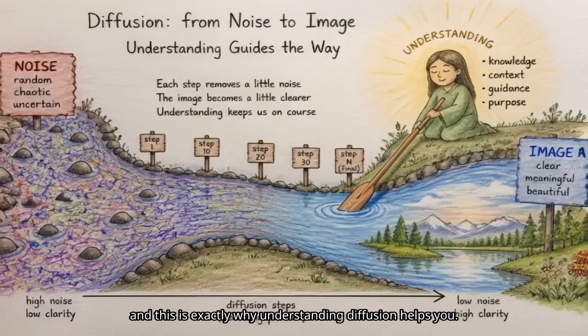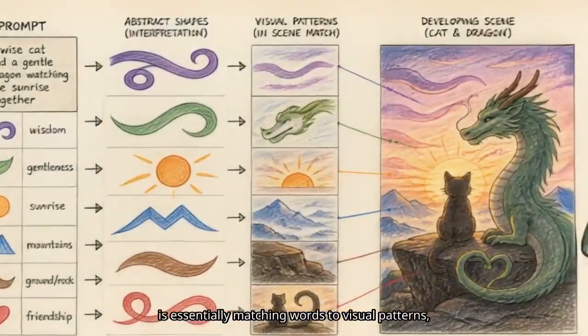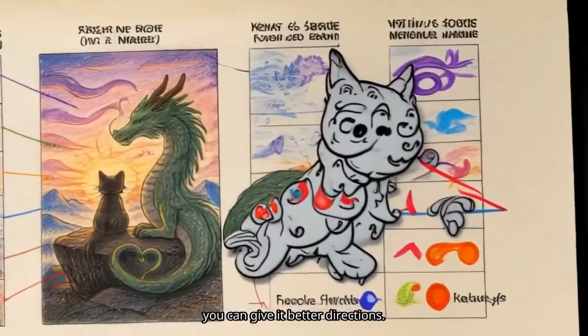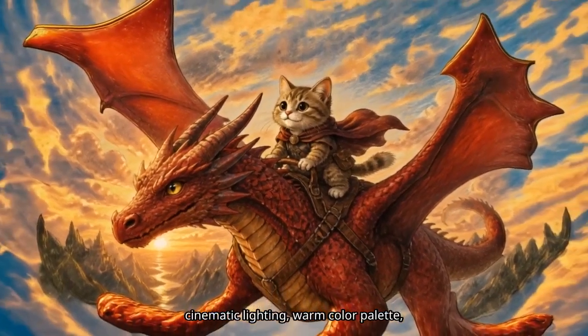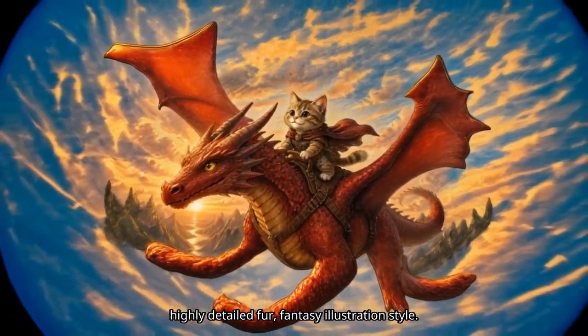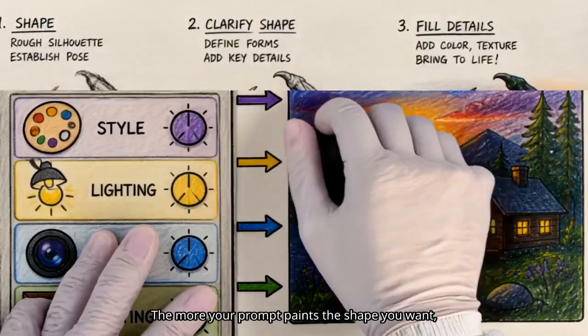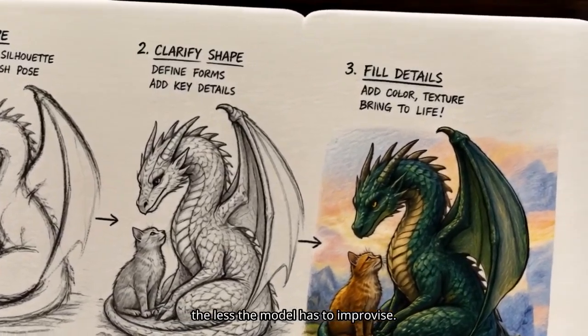And this is exactly why understanding diffusion helps you. Once you know the generator is essentially matching words to visual patterns, you can give it better directions. Don't just say cat. Try a cute cat, riding a red dragon, cinematic lighting, warm color palette, highly detailed fur, fantasy illustration style. Add cues for style, lighting, camera angle, and setting. The more your prompt paints the shape you want, the less the model has to improvise.